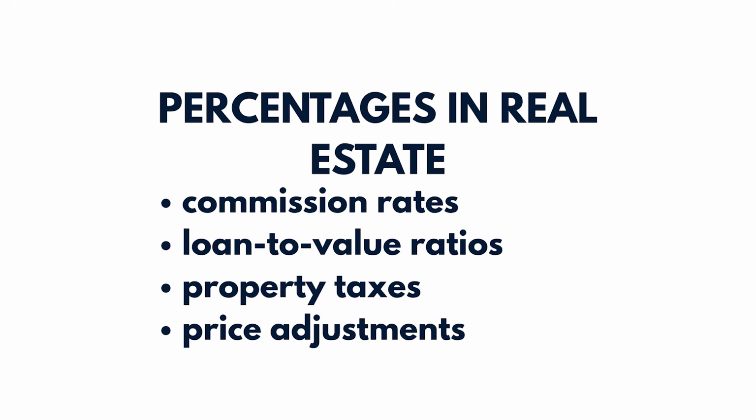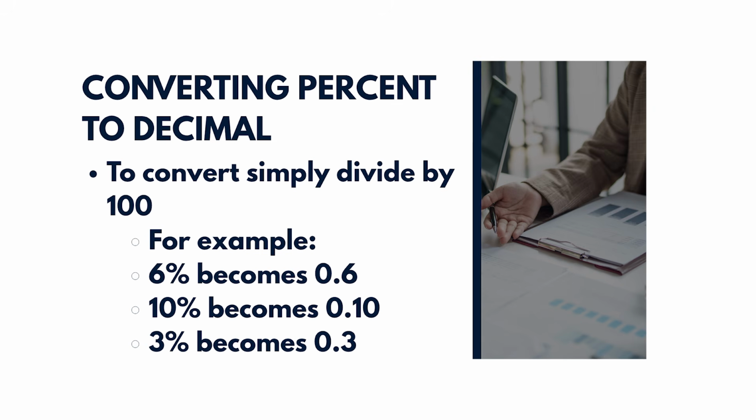For example, if a real estate agent earns a 6% commission on a home that sells for $400,000, the commission is calculated by multiplying the sale price by the percentage. Understanding how to convert percentages into decimals is essential for solving these problems. To convert a percentage into a decimal, simply divide by 100. For example, 6% becomes 0.06, 10% becomes 0.10, 3% becomes 0.03. Once converted to a decimal, the percentage can be multiplied by the total value to calculate the result.